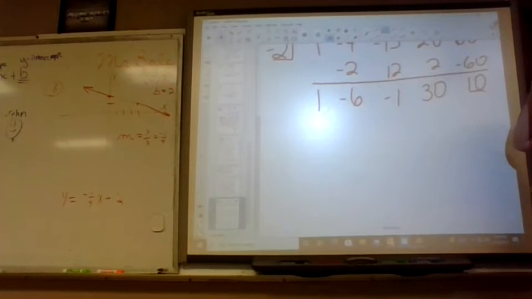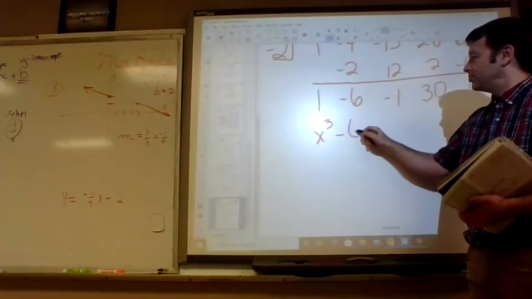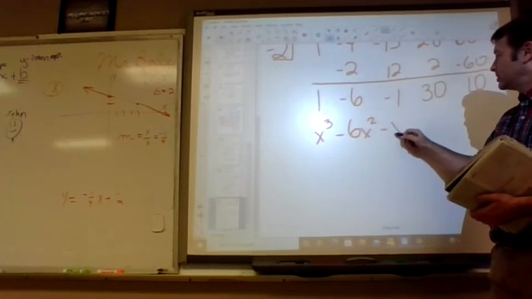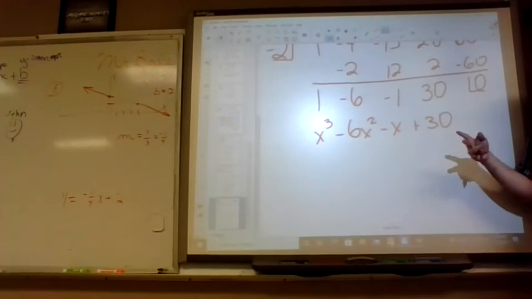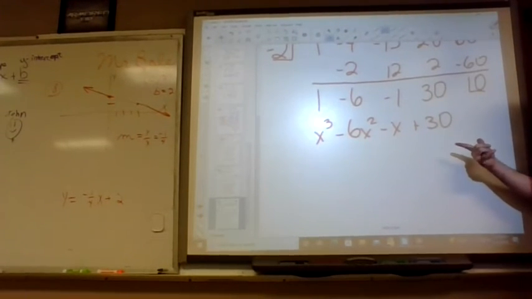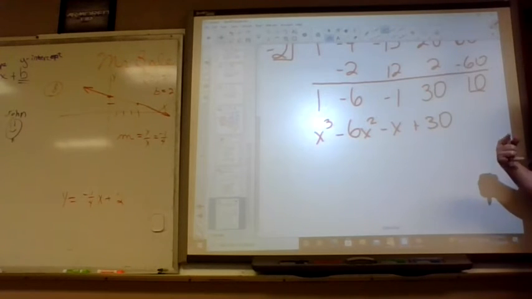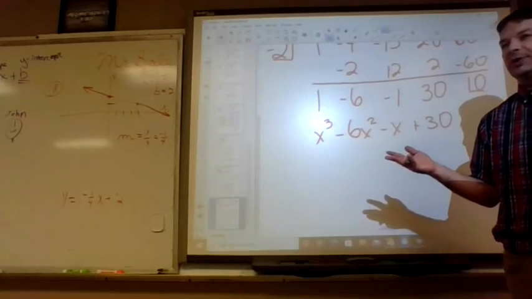All right, okay, here's the problem. What I have right here is basically x cubed minus 6x squared minus x plus 30. It's still a cubic function. I still can't factor normally or use quadratic formula, so I need to find another answer that works. Okay, I could move on to 3 and -3, and actually one of those is going to work.